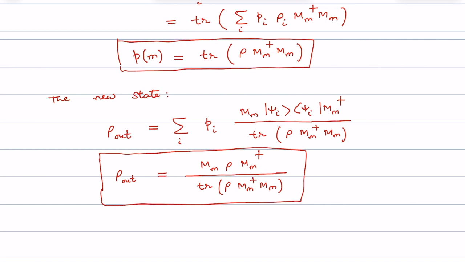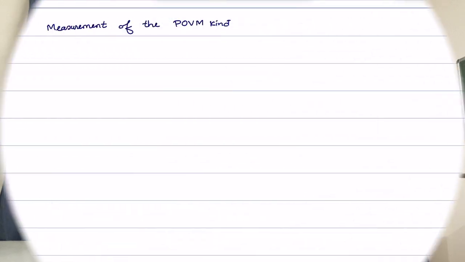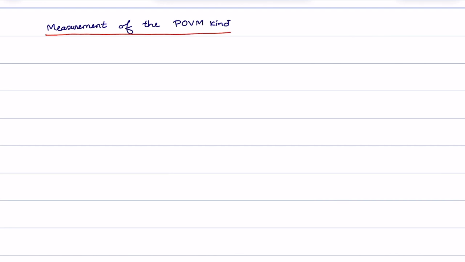Okay, so as you can see, the general measurement scheme covers all operations that can be performed on a quantum system. Many a time, we are not interested in the post-measurement state of the system, but we are interested in the statistics or the relative probabilities of outcomes that we can collect by making a measurement on an ensemble. This we can generally do by the so-called POVM or positive operator valued measurement formalism. Let us discuss it. Measurement of the POVM kind.